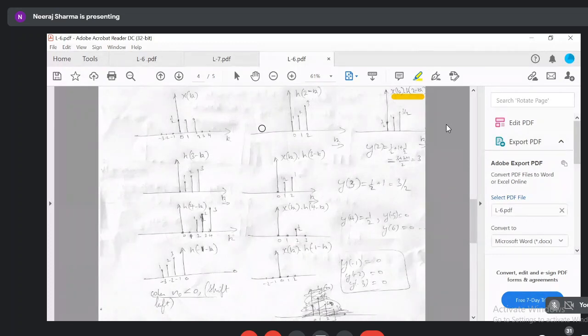So 1 by 2 multiplied by 1 is 1 by 2. 1 by 2 multiplied by 2 is equal to 1. 1 by 2 multiplied by 3 is 3 by 2. Right, so we have obtained the product of x of k with h2 minus k.